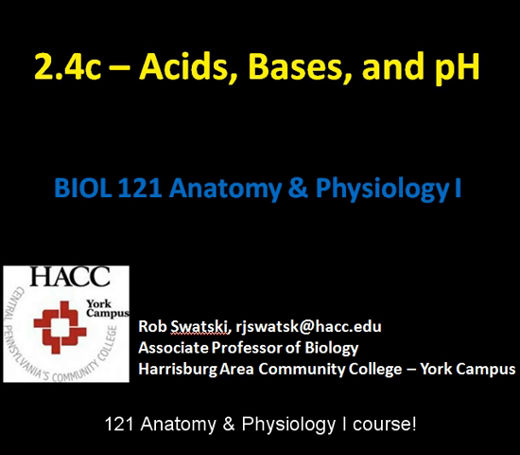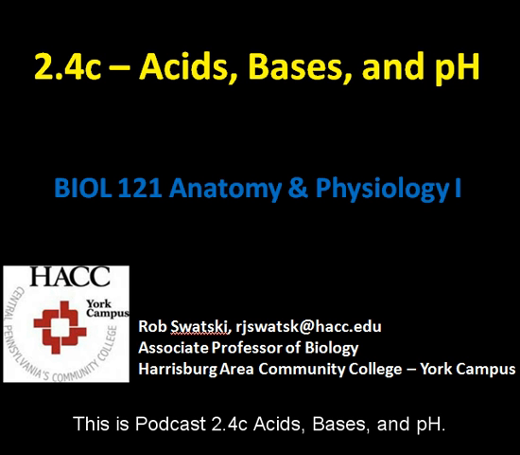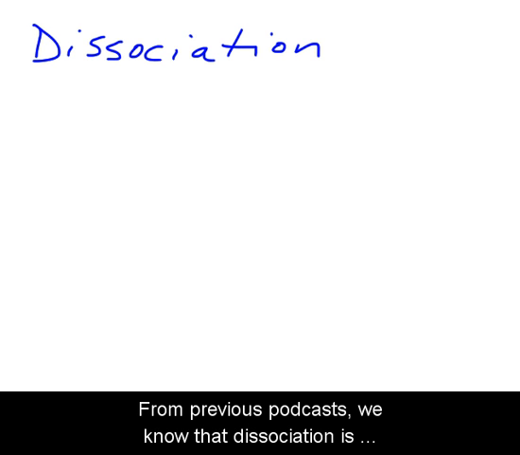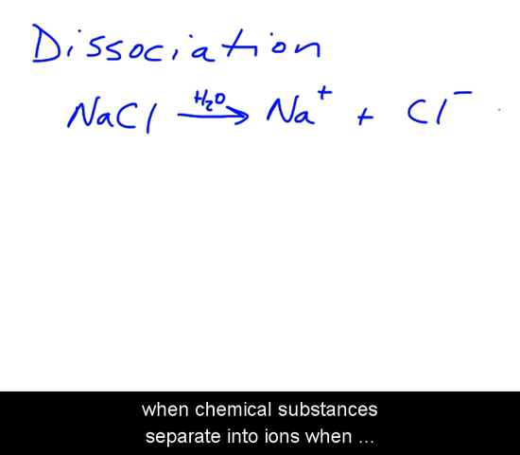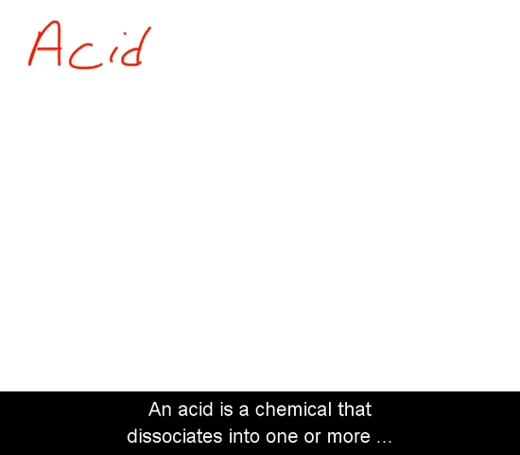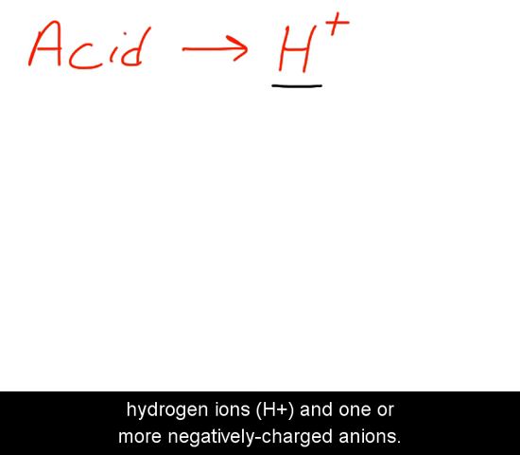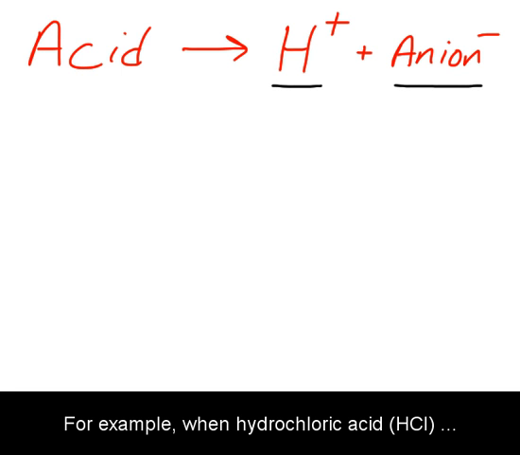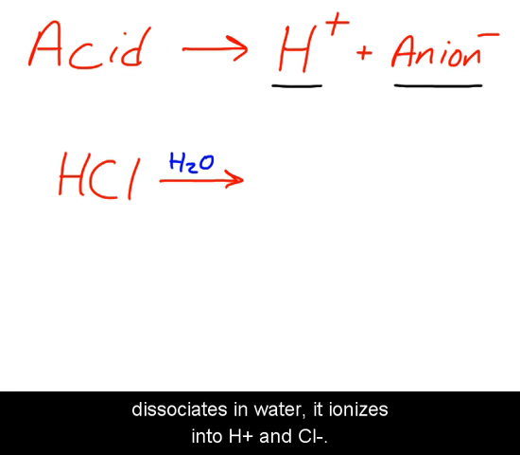This is podcast 2.4c, Acids, Bases, and pH. From previous podcasts, we know that dissociation is when chemical substances separate into ions when dissolved in water. An acid is a chemical that dissociates into one or more hydrogen ions and one or more negatively charged anions. For example, when hydrochloric acid, HCl, dissociates in water, it ionizes into hydrogen ions and chloride ions.